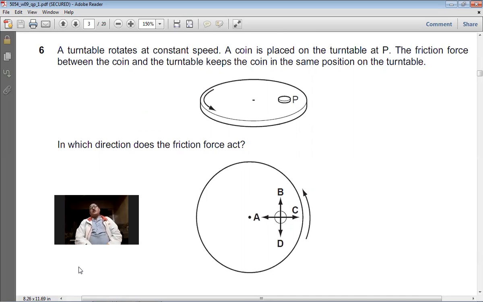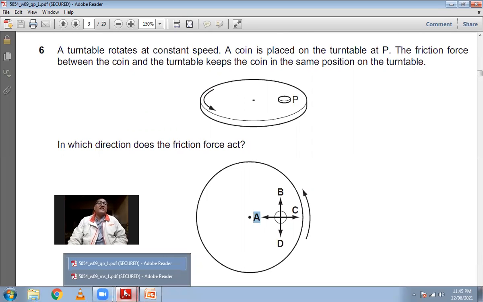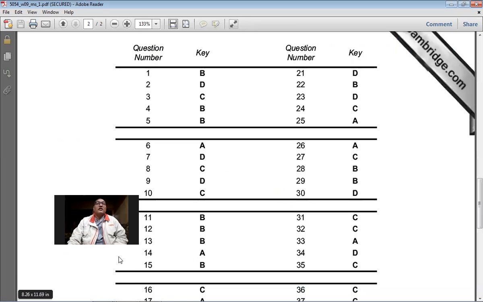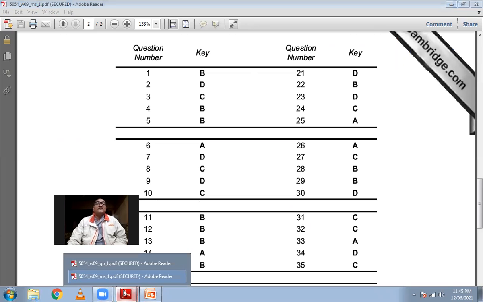You see, when you move in a circle, this coin will be experiencing a friction force, which will be providing the centripetal force, and that friction force or the centripetal force will always be directed towards the center of the circle in which this turntable is rotating. So that direction should be A. Question number 6, A is the right choice.